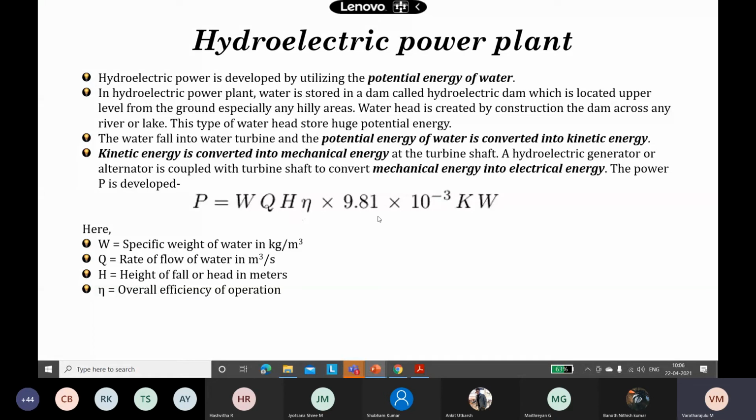Therefore, we can convert this Newton meter per second into watt, and in order to have kilowatt, we are adding 10 power minus 3. This is the power in a hydroelectric power plant. Do you have any doubts with this unit conversion? Shall I go ahead with the thermal power plant?